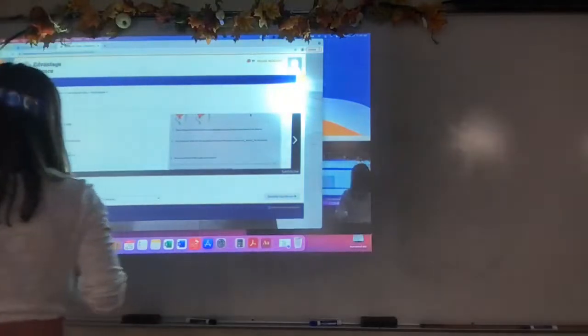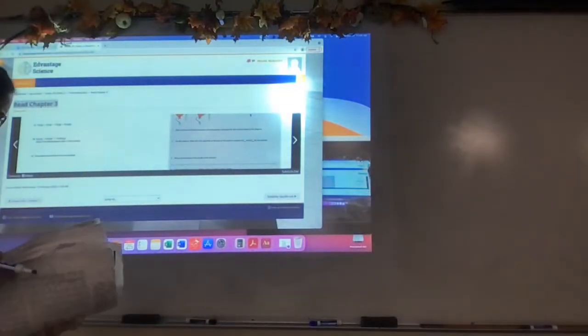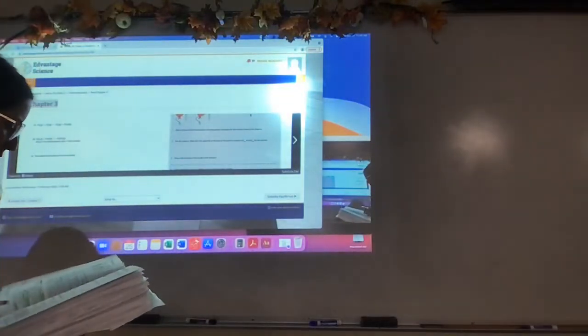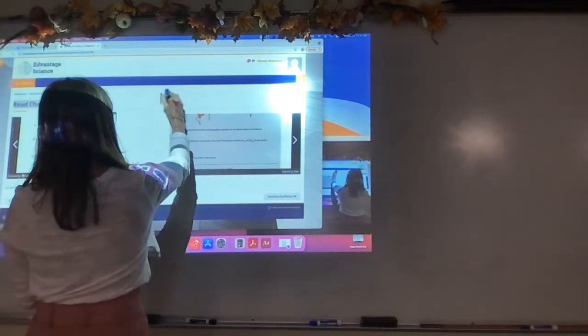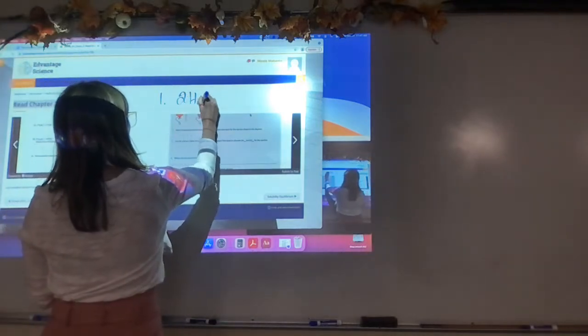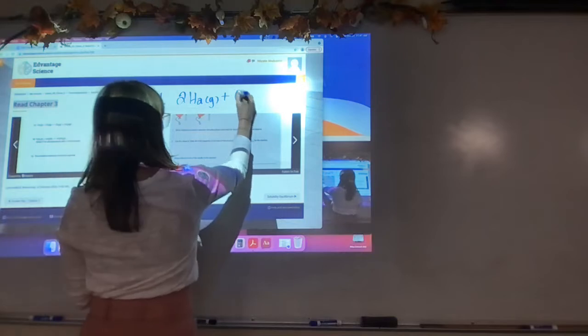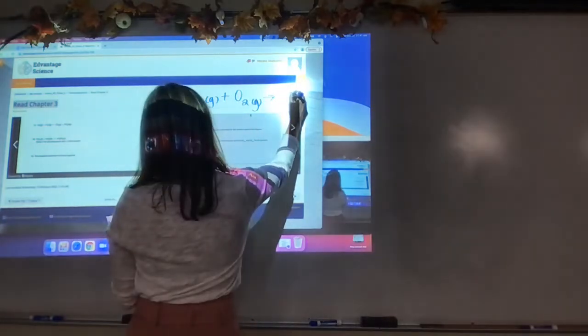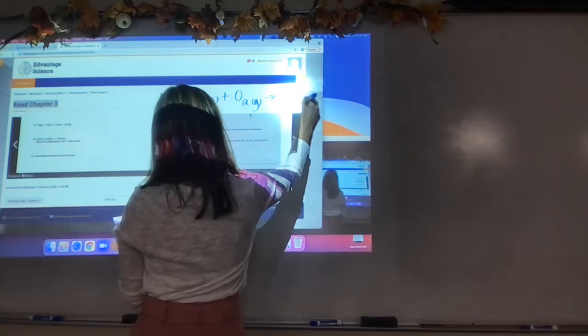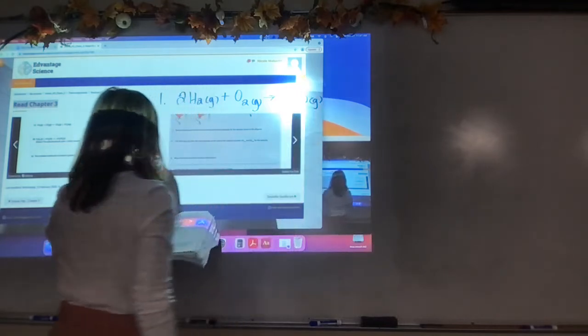So inside of the balloon, we've got 2 hydrogen gas molecules and 1 oxygen gas molecule. So for a balanced equation in number 1, you've got 2 H2 gas combining with 1 O2 gas, and then you're going to produce 2 water molecules. They come out on the product side, and those are also in the gas phase.